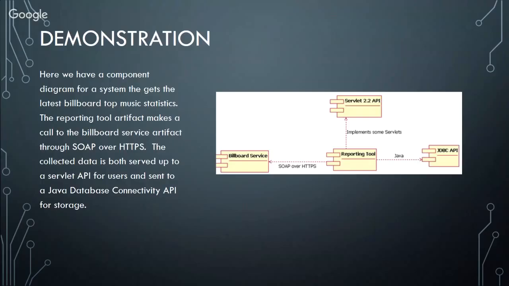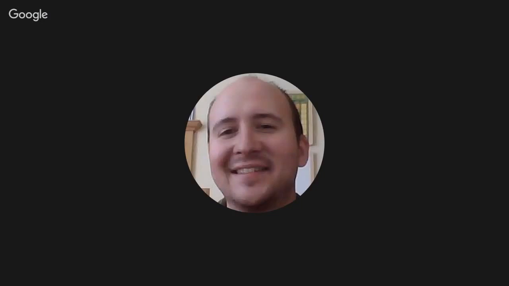Here we have a component diagram for a system that gets the latest Billboard top music statistics. The reporting tool in the middle makes a call to the Billboard service artifact through SOAP over HTTPS. That's represented by that dotted line. The collected data is then served from the reporting tool to the servlet API, and also sent to the Java Database Connectivity API, or JDBC for short.